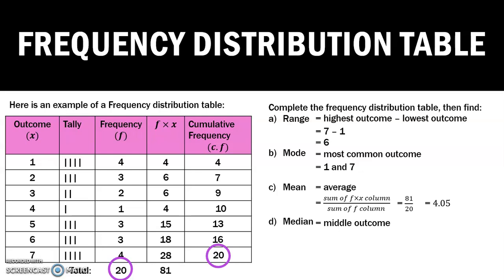And finally, our median is our middle outcome. How we work out our median is that we use our cumulative frequency column to work out where our middle score would be. For this, we have 20 scores in total. So it will be the score that's between 10 and 11. If we look at our cumulative frequency, we have our 10th score occurring at the outcome of 4, and our 11th score will be occurring at the outcome of 5. So that means our median is going to be 4.5.